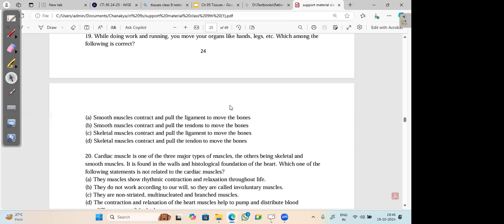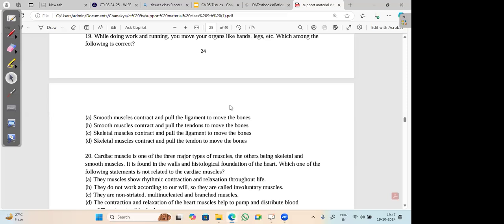While doing work and running, you move your hands. Which among the following is correct? Smooth muscles contract and pull the ligament to move the bones. Smooth muscles contract and pull the tendons to move the bones. Skeletal muscles contract and pull the tendons. But it's option B. Option D. Yes, sir. Skeletal muscles means the striated muscles. All right. So it says that the skeletal muscles or the striated muscles, they contract and pull.